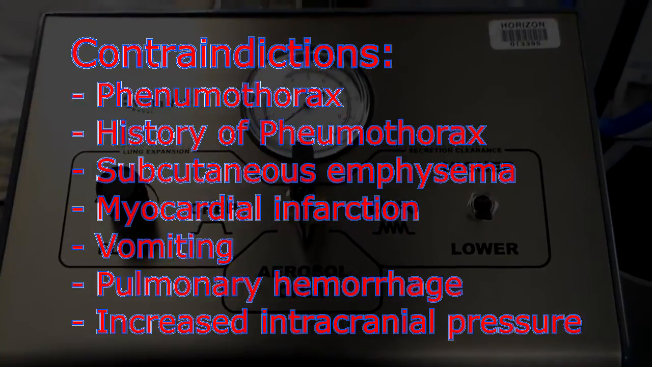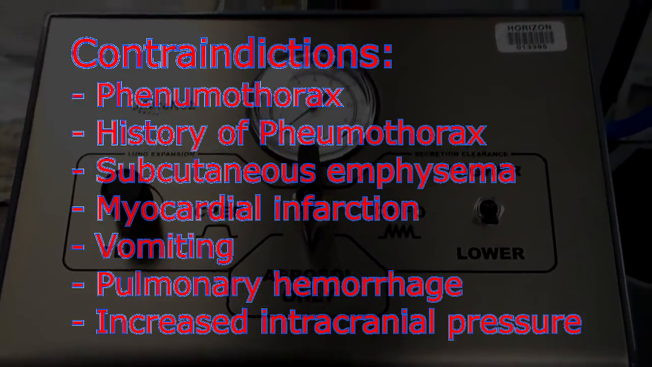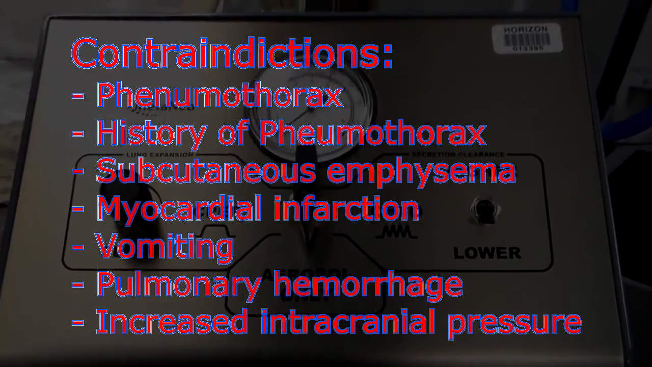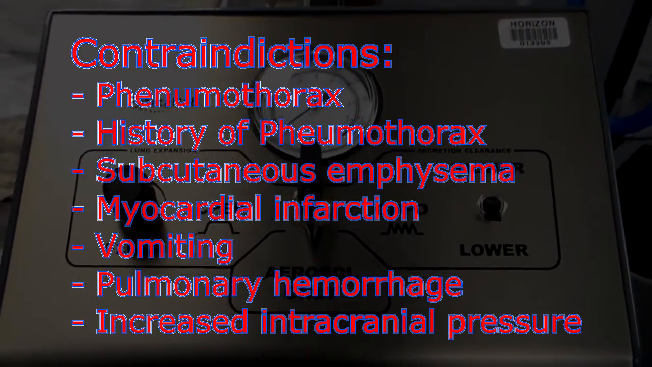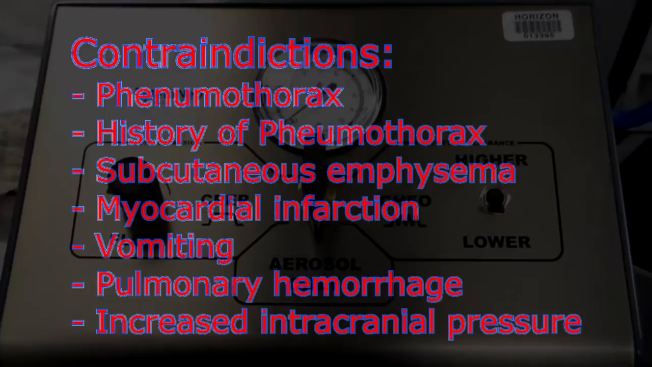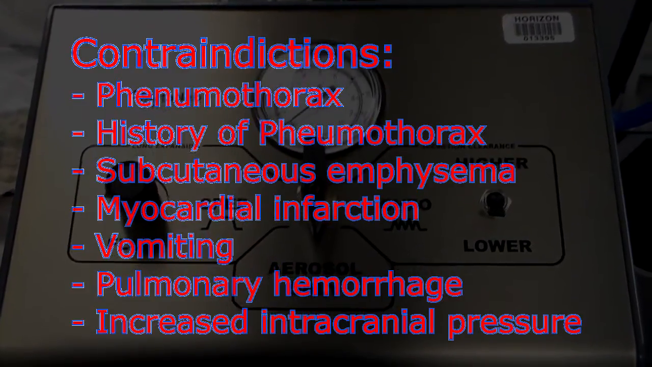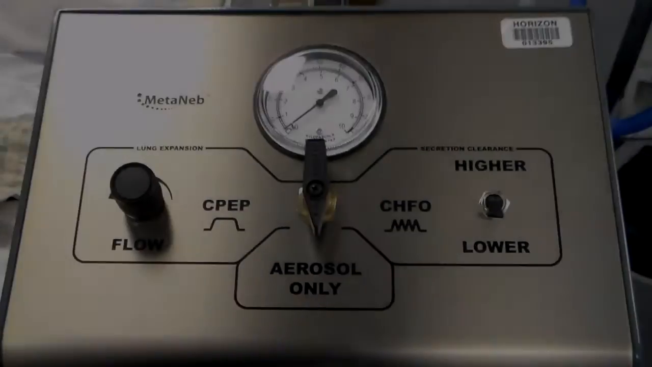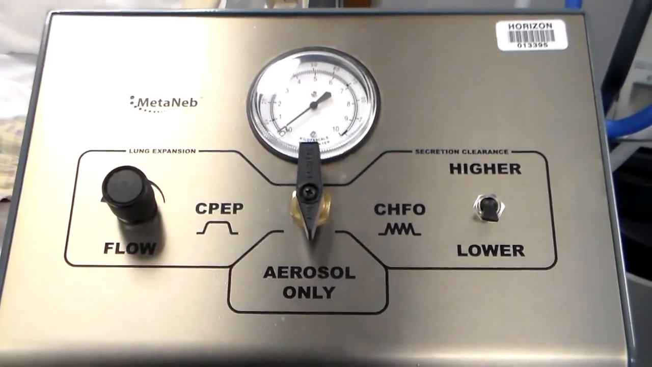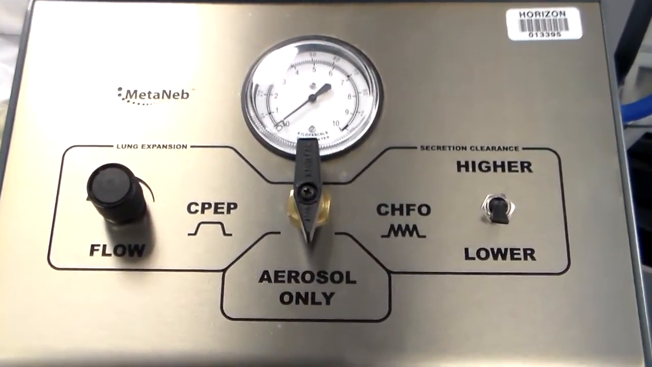Contraindications for using the Metaneb would be patients with a pneumothorax or a history of pneumothorax, subcutaneous emphysema, myocardial infarction, vomiting, pulmonary hemorrhage, and increased intracranial pressure. When indicated and used properly, the Metaneb serves as an excellent choice for bronchial hygiene therapy.